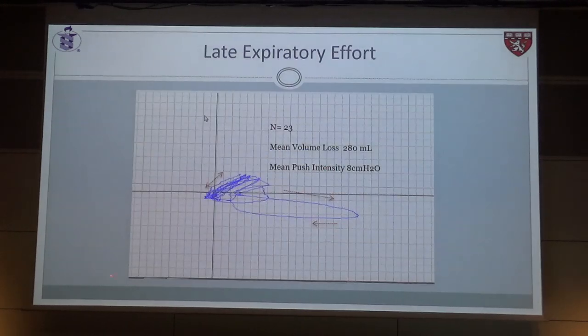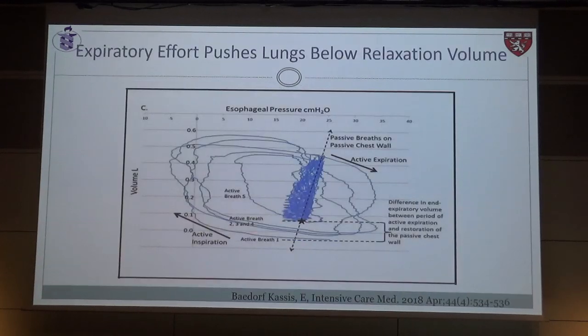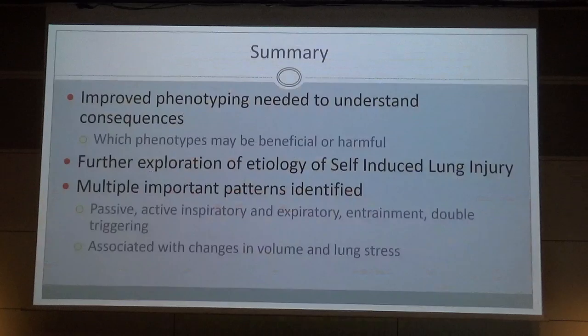There are different phenotypes that show different degrees of volume loss depending on where in the cycle it happens. Late expiratory efforts result in large degrees of volume loss, whereas earlier efforts result in less volume loss. And then you can see here, here's a patient with multiple large breaths, and then they were paralyzed, and the volume loss that they exhibited was improved in these patients. This suggests that expiratory efforts indeed can be really important towards the morbidity and mortality that we see in ARDS patients. And again, expiratory muscle activity was very common in our patients.